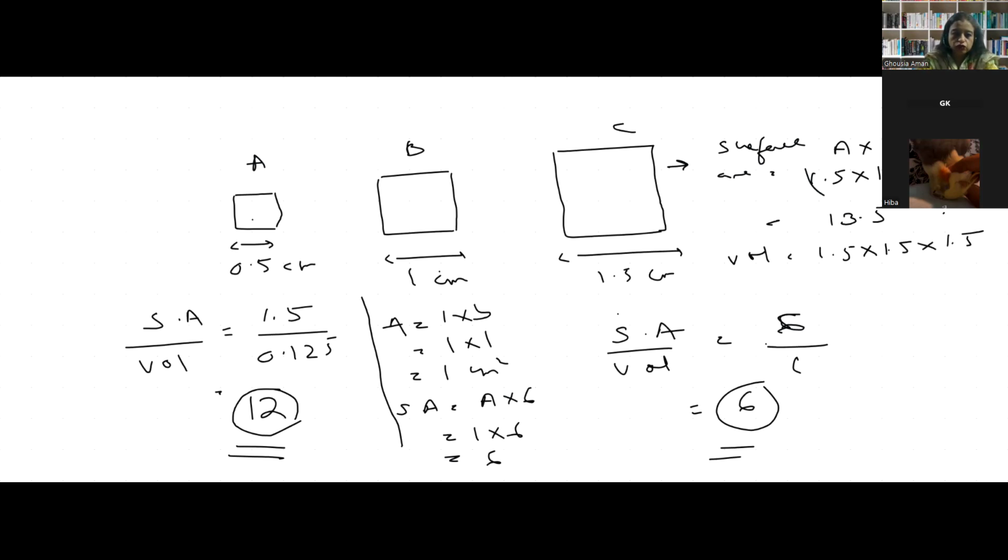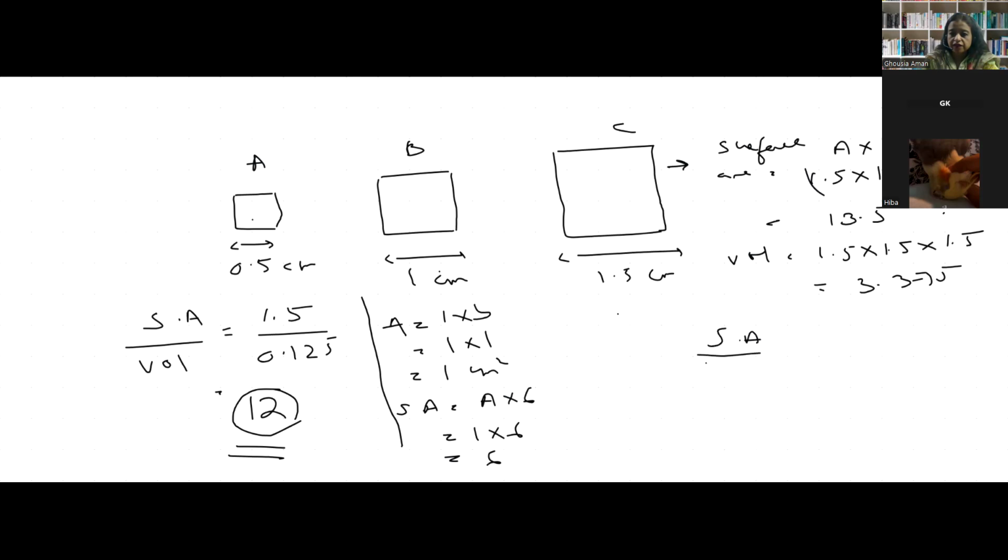This is how we are going to prove that the surface area to volume ratio depends upon the size. So what will be the surface area to volume ratio of cube C? 13.5 divided by 3.375 is 4. Now see, smallest size of the cube, largest surface area to volume ratio. Largest size of the cube, smallest surface area to volume ratio.